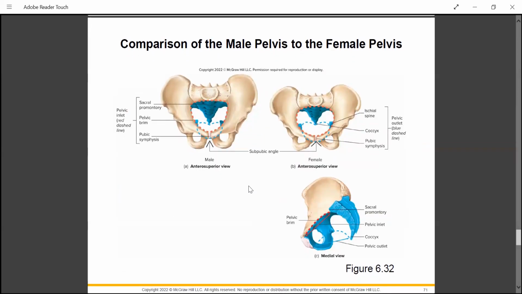So this is just a male versus a female pelvis. So the male pelvis is a bit more narrow. Female pelvis is a bit wider. That's due to the need for females to have the ability for childbirth.